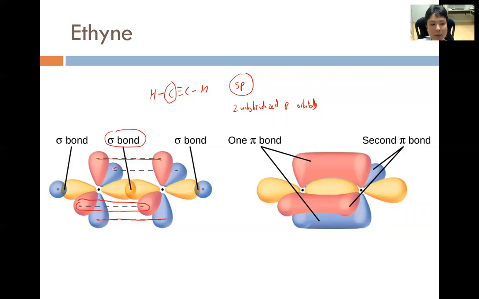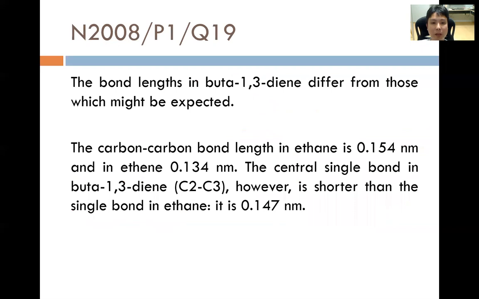sideway overlap again, will result in the formation of a second pi bond. So this is one of the pi bonds, and this is the second pi bond. These are all sideway overlaps, and hence you have one sigma bond and two pi bonds, which will give you a total of a C-triple-C bond in the ethyne molecule. And at the end of the day, the ethyne is able to achieve the correct bond angle of 180 degrees for the molecule, which will maximize the separation of the electron domains around the molecule.